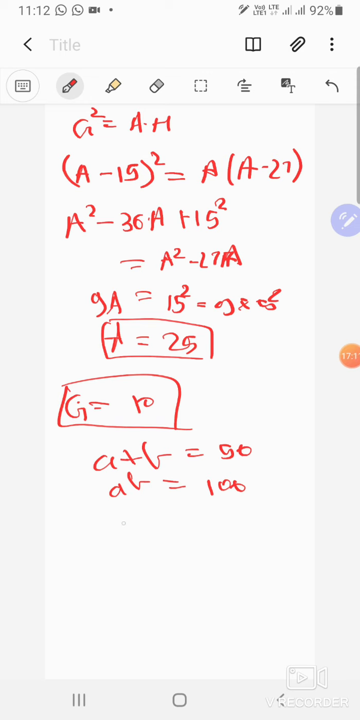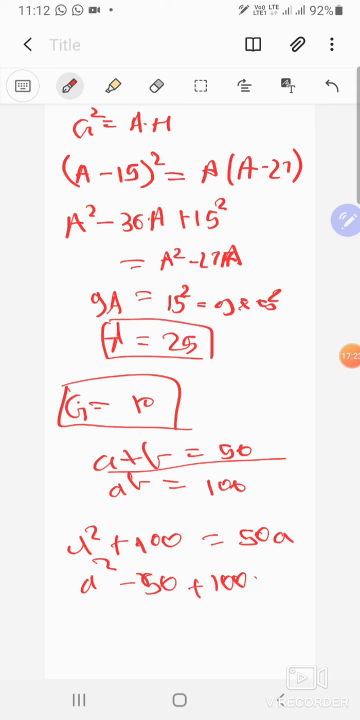Nice. So let's multiply this by A, so that will give me A squared plus AB, which is 100, by the way, equals 50A. So you got A squared minus 50A plus 100 equals 0. Okay, now we need to factor it. How can we factor it? Obviously 10 and 10 won't work. We need something else.